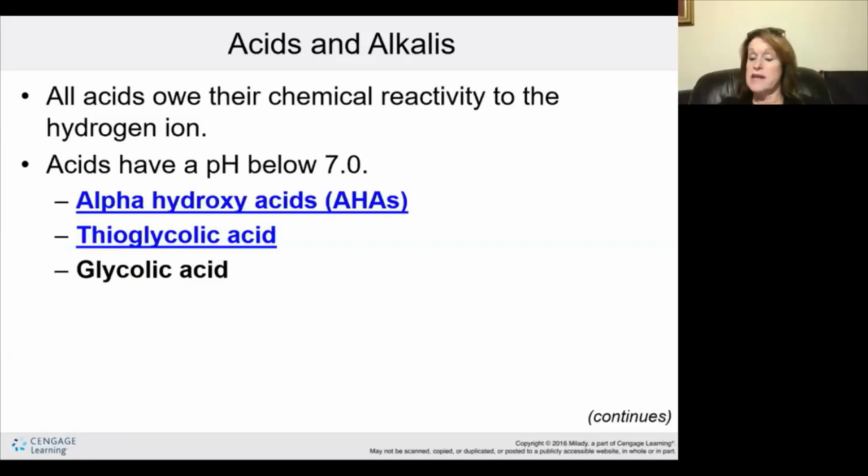Thioglycolic acid is a colorless liquid or white crystals with a strong, unpleasant odor that is used in permanent waving. You need to make sure that you know these also. It's used to contract and close the hair cuticle. It has a strong, unpleasant smell, and it's usually a colorless liquid. Glycolic acid is an alpha hydroxy acid used in exfoliation and to lower the pH of products. And thioglycolic acid is used to contract and close the hair cuticle.